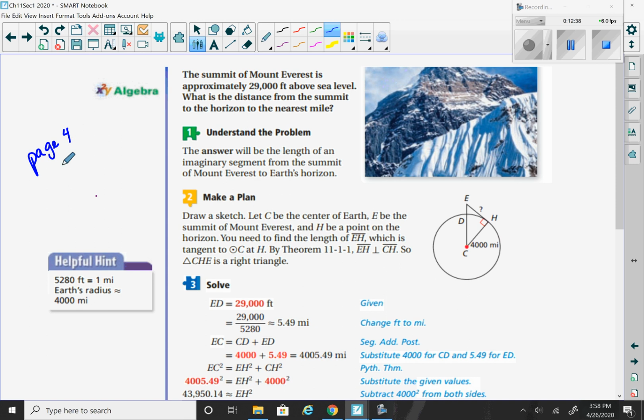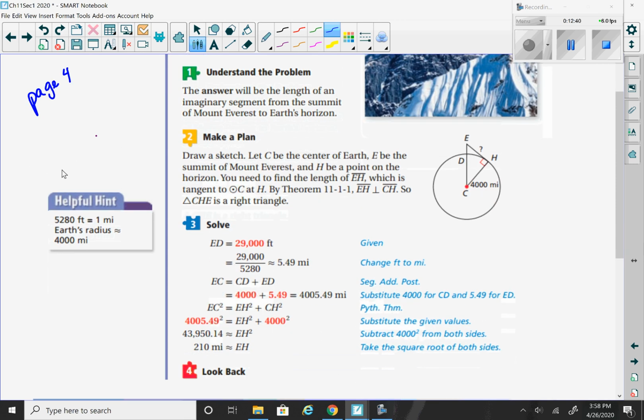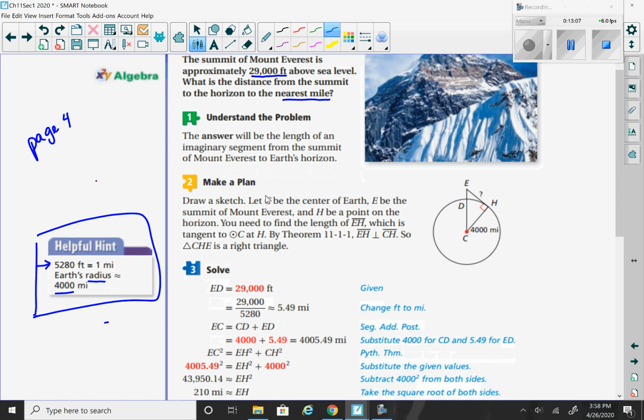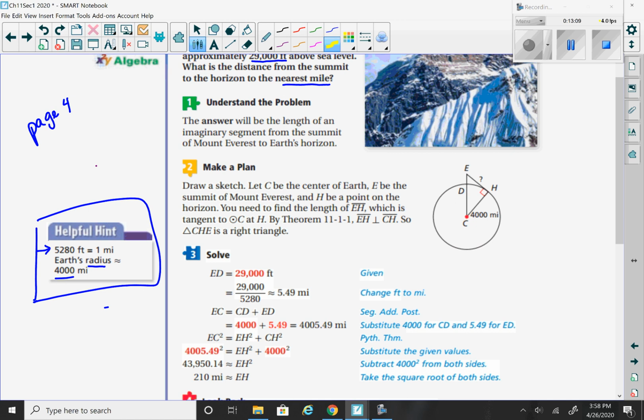One thing that hopefully you notice there in the left-hand margin of page 4 are some important helpful hints. First of all, remember that 5,280 feet is equal to a mile, and also that the Earth's radius is approximately 4,000 miles. We're going to be using that in our problem. One thing you maybe noticed right away is that they gave us something in feet, but they want the answer to the nearest mile. So that's why I know I'm going to have to convert to miles, and that's why they gave us the conversion rate. So the first thing they do is take that 29,000 feet and divide it by 5,280 to figure out how many miles that is.